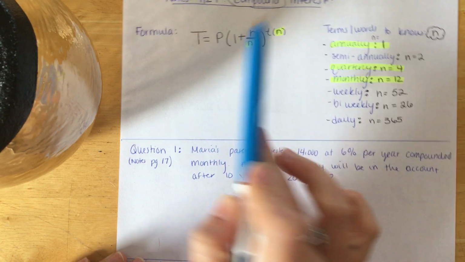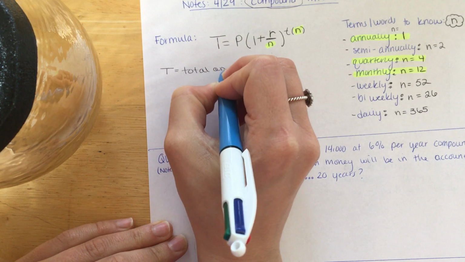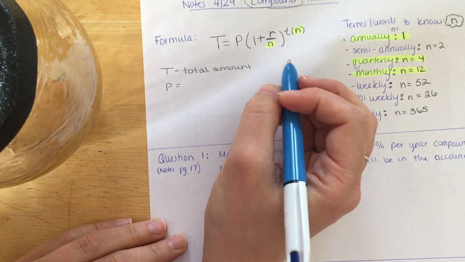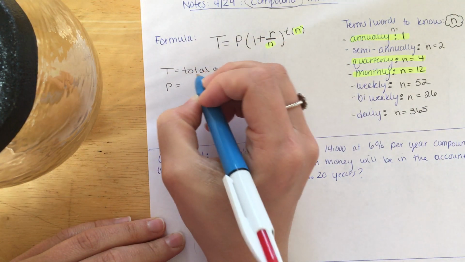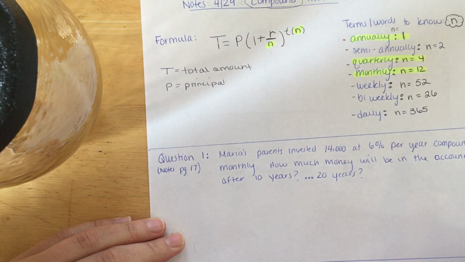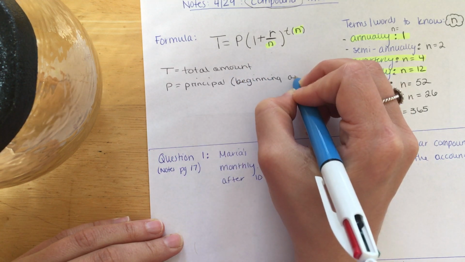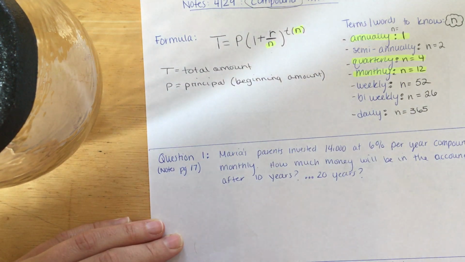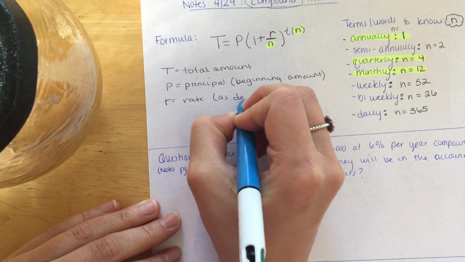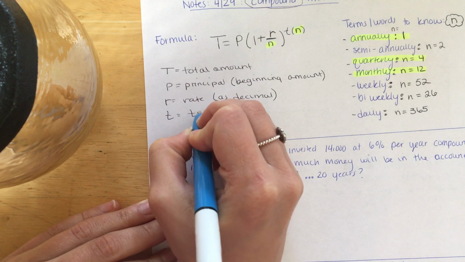And then let's just talk about what these letters mean again. So T, the capital T, is your total amount. Your P, it's called the principal. It's also your beginning amount. Okay, so I like to use the beginning amount, but let's just say principal. We'll put this down so that you guys can see that vocab. And in parentheses, it's your beginning amount. Your R is still your rate, written as a decimal. Your t is still the time.